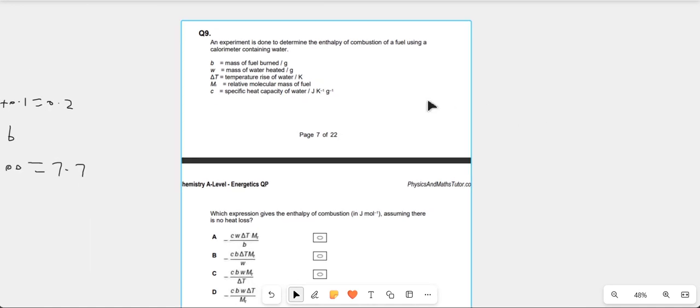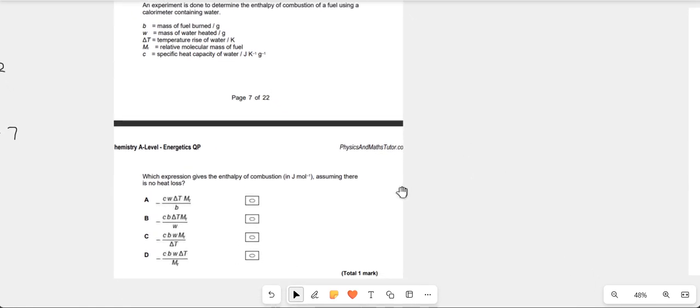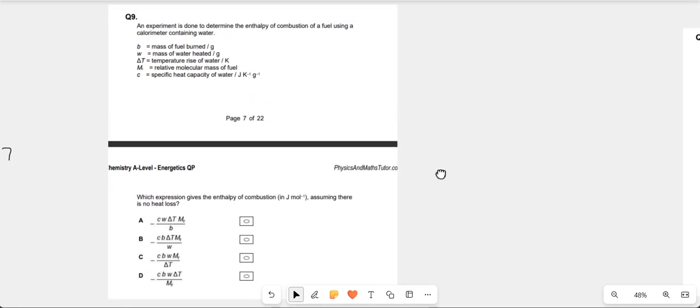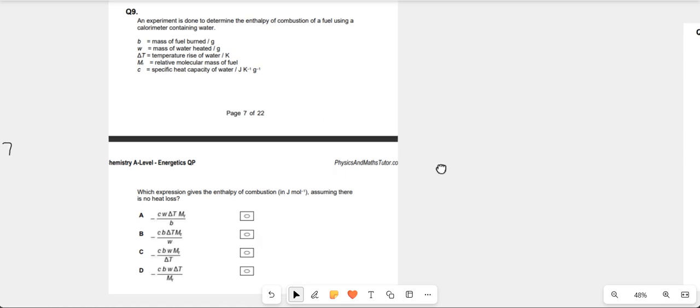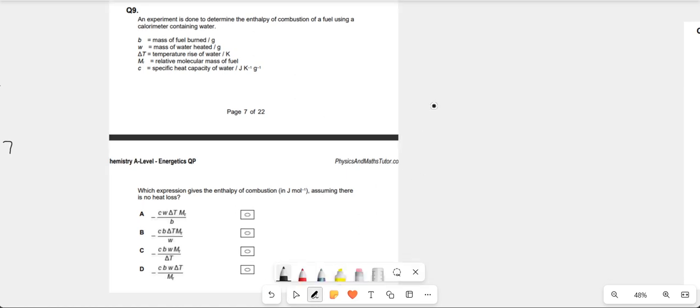So okay, this question, B is the mass of fuel burned, and W is the mass of water. I want to create a formula from this. Which expression gives the enthalpy of combustion? Enthalpy is energy divided by moles, so Q over N. So what's Q equal to?